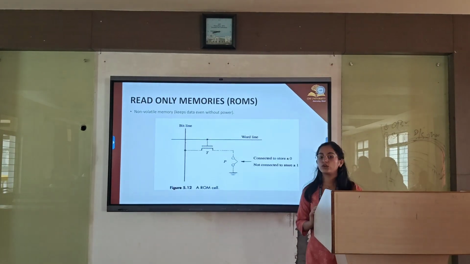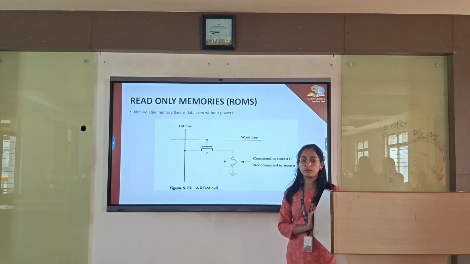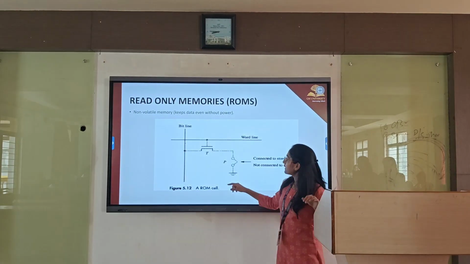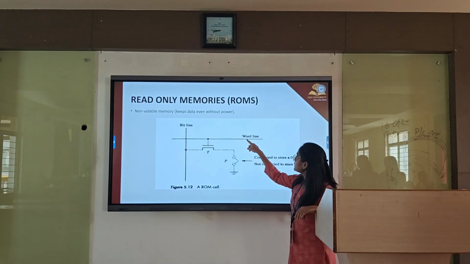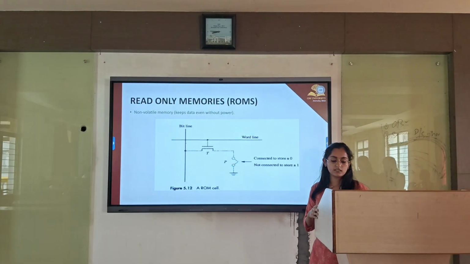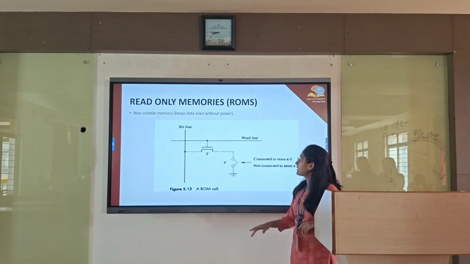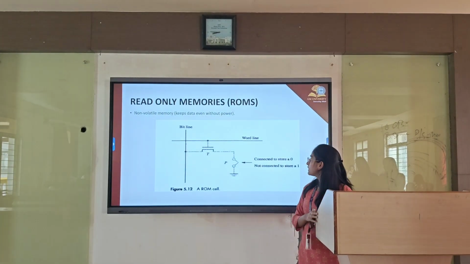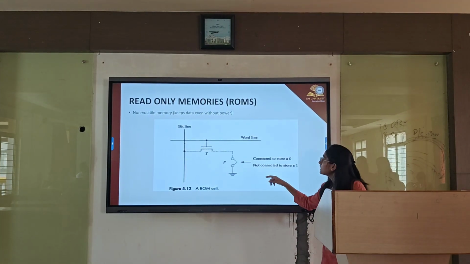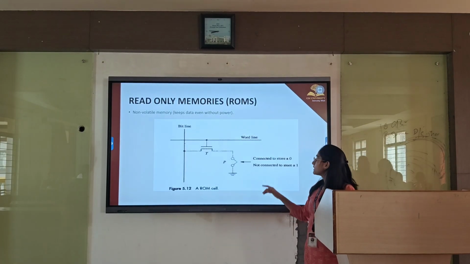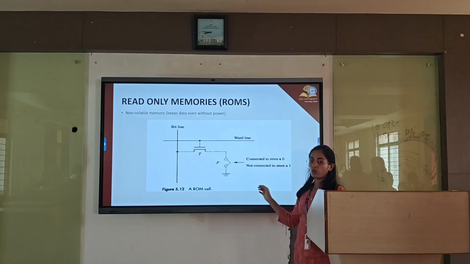ROM refers to read-only memory. It is a non-volatile memory which stores data permanently. This is the diagram of a ROM cell. Here is the word line, which selects the particular memory cell. This is the bit line, which stores the values. And here is the connection. The connection will be 1 if the circuit exists. The connection will be 0 if the circuit is open.